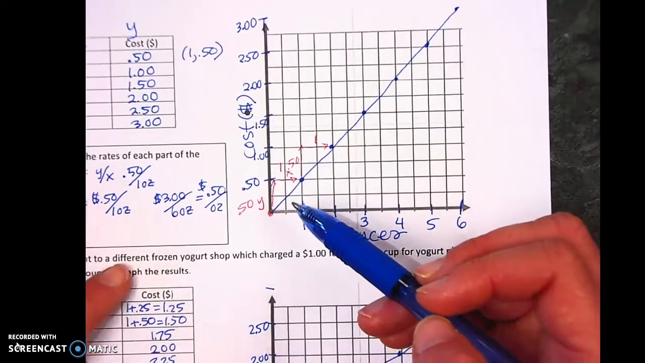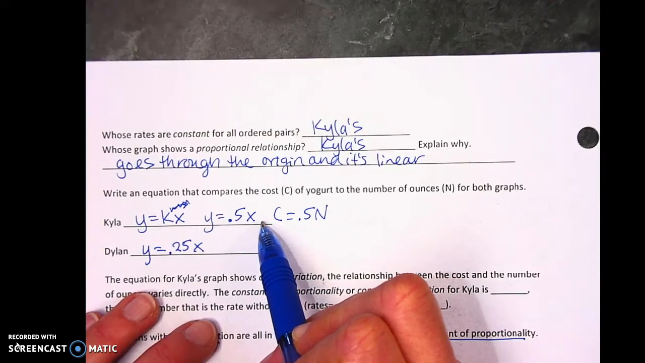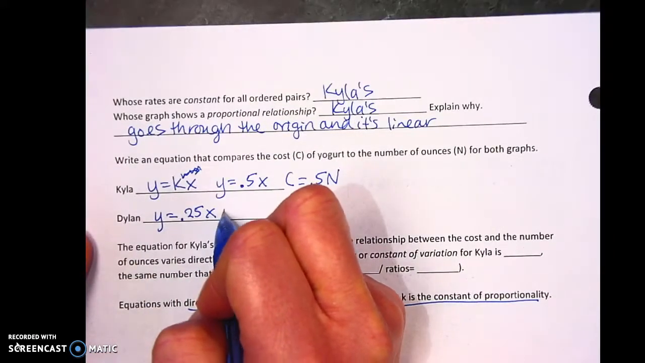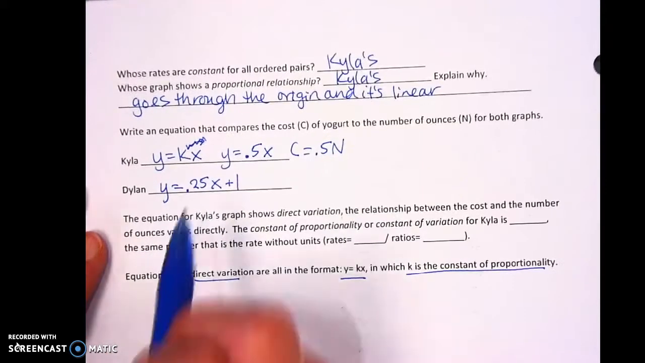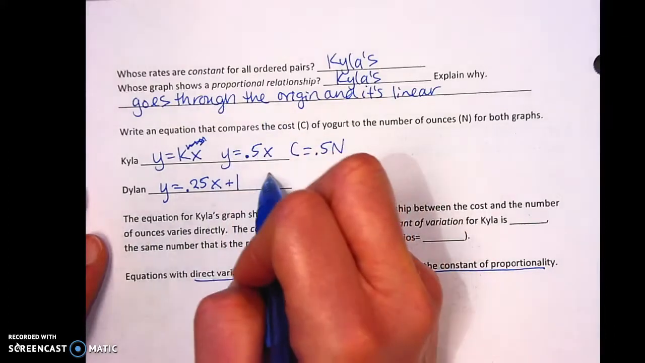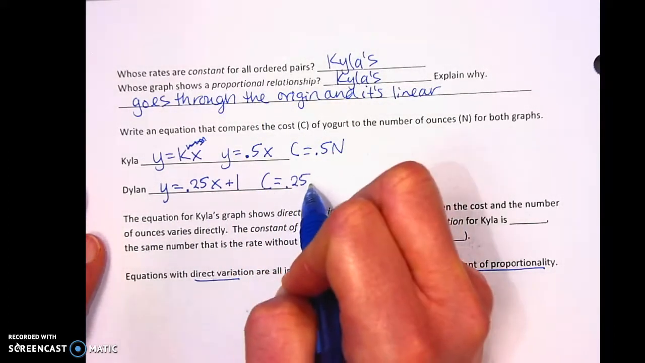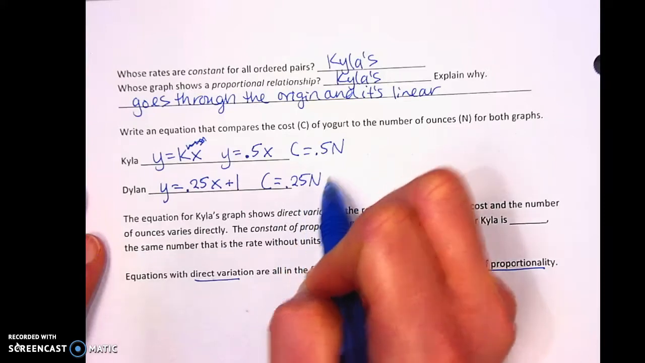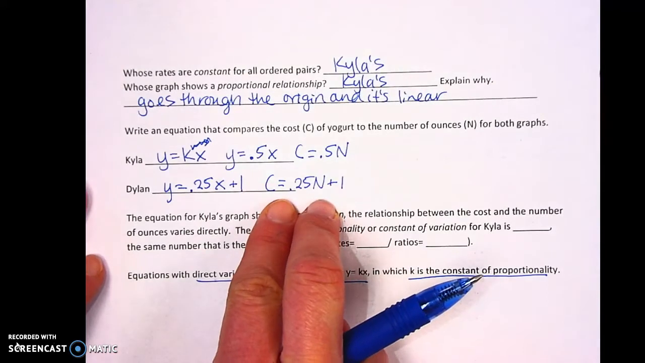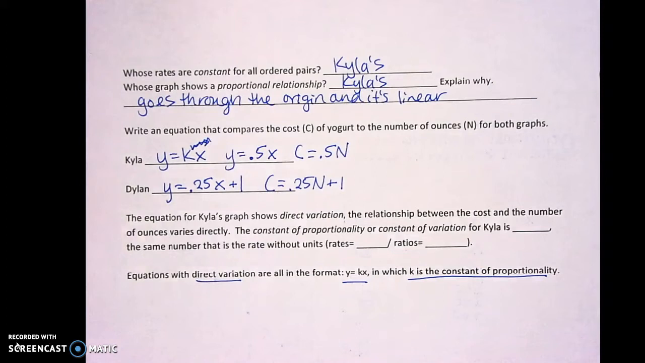So if I did add plus 0 here, it doesn't mean anything. I wouldn't write plus 0, but I could. For Dylan's, we have to write plus 1. Now, just to replace these variables, y again is also our total cost. And we're saying he paid 25 cents per ounce, per number of ounces, plus the $1 cup. Don't be so concerned about how to write this equation. That's not what we're really focusing on. But we will learn more about that later.